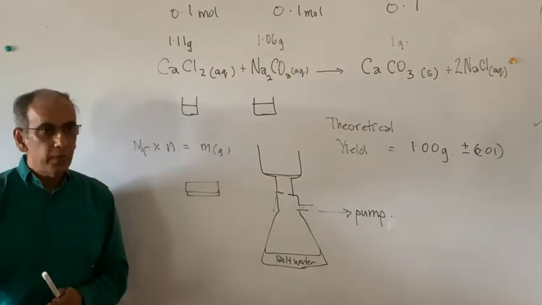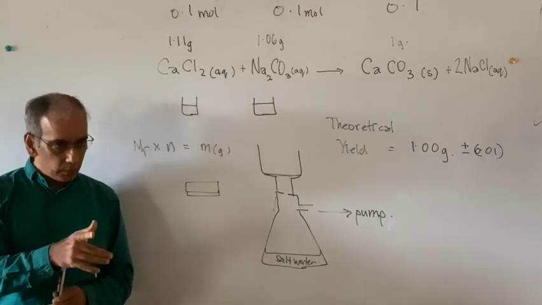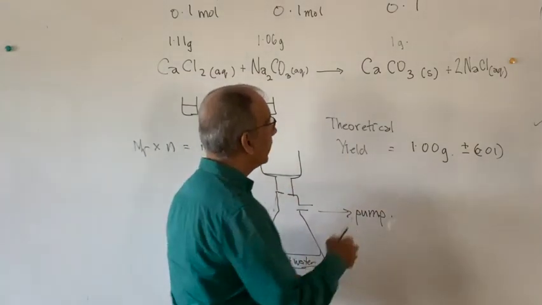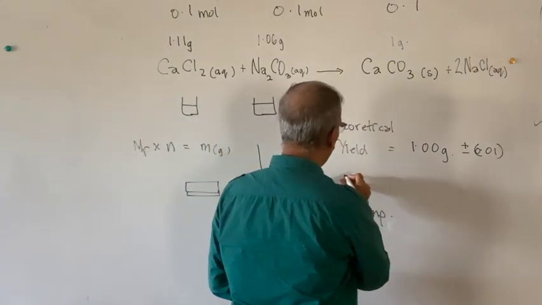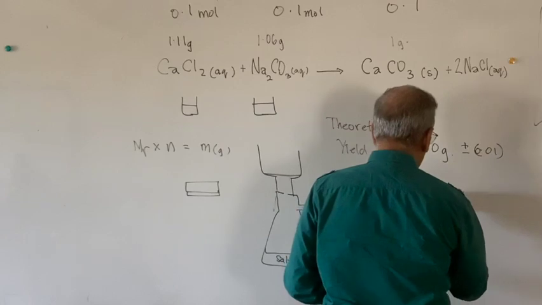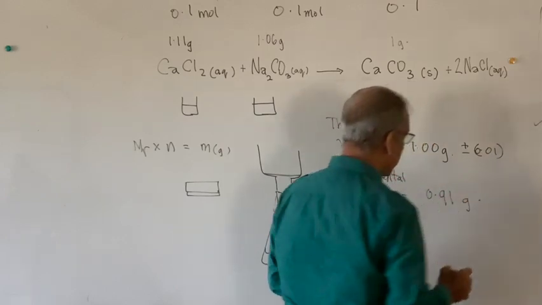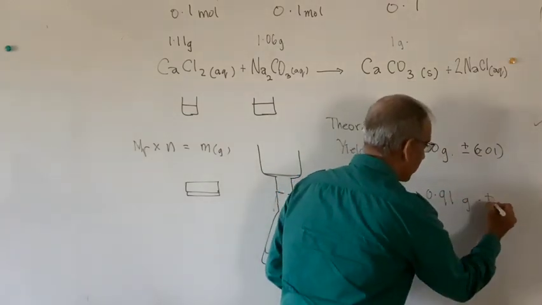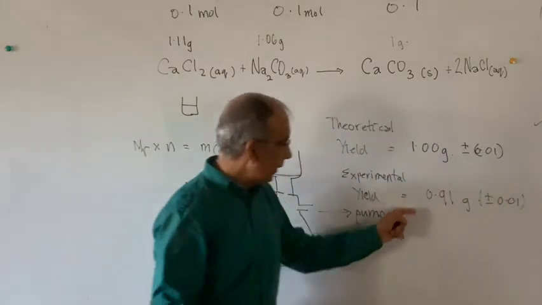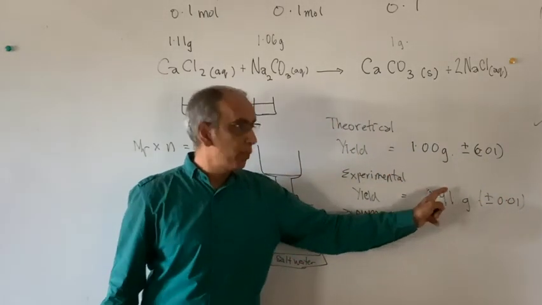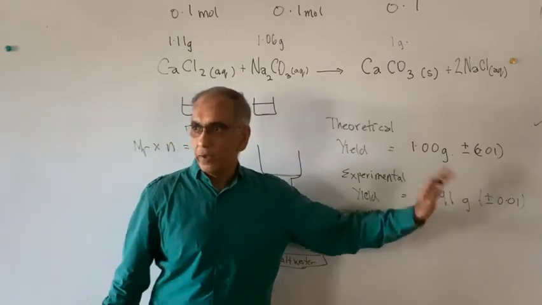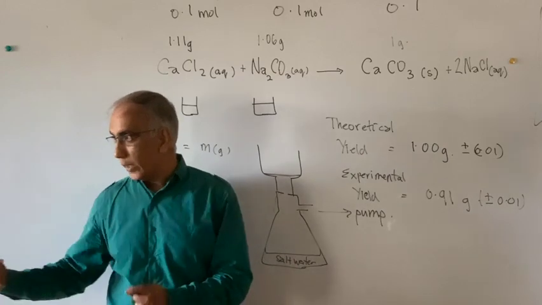So now that we carry out the actual experiment, Chinmay, did you carry out the experiment with your group? Suppose we carry out the actual experiment and we found the experimental yield now equals 0.91 grams. Again, I would write plus or minus 0.01. Okay? 0.1 is the first digit, 0.01 is the second digit. I'm just using plus or minus the amount of the second digit. That's one way to do it.